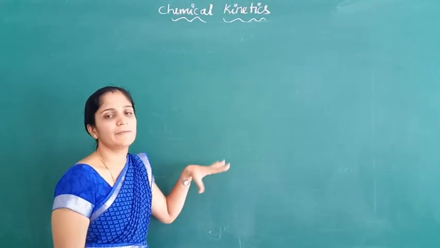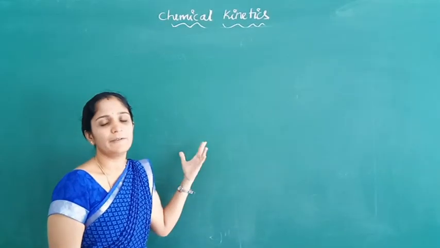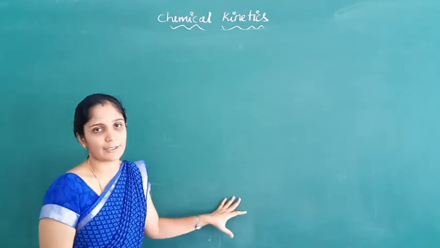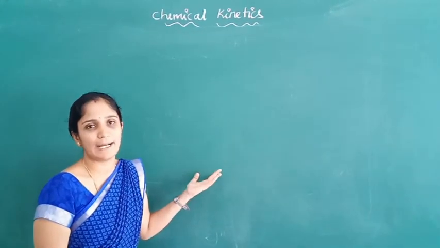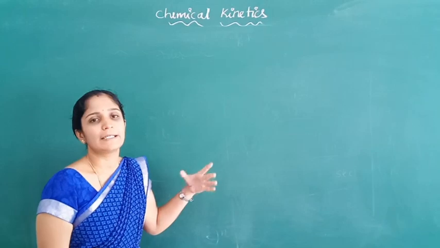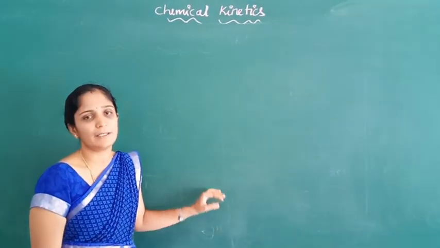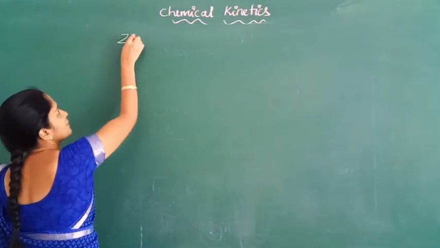In the last class we discussed what is the order of a reaction and the difference between molecularity and order of a chemical reaction. So in this class we shall discuss what is a zero order reaction and the derivation of the integrated rate constant equation for a zero order reaction. So now, what is a zero order reaction?